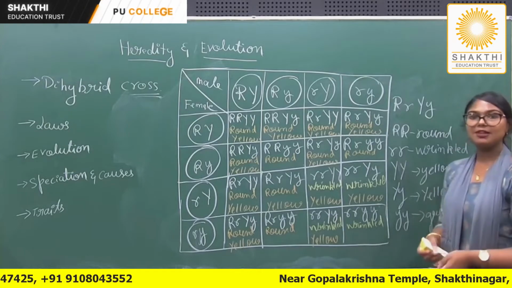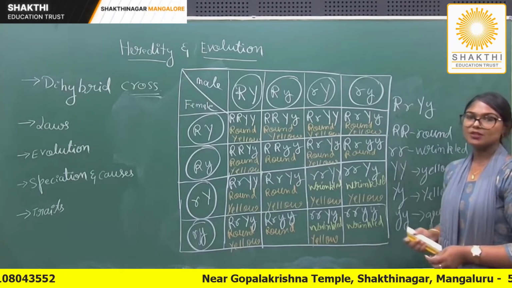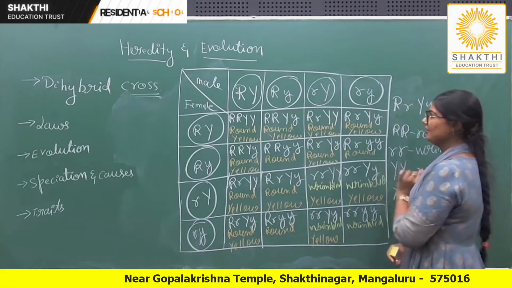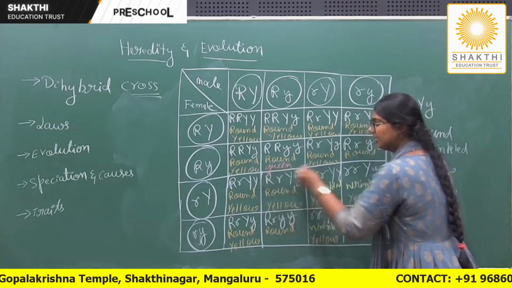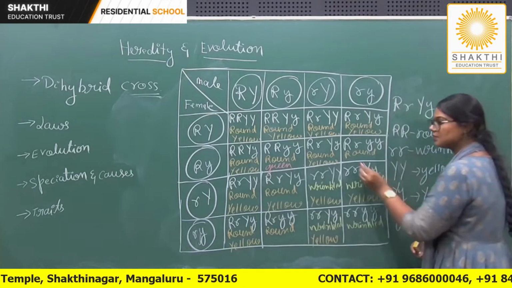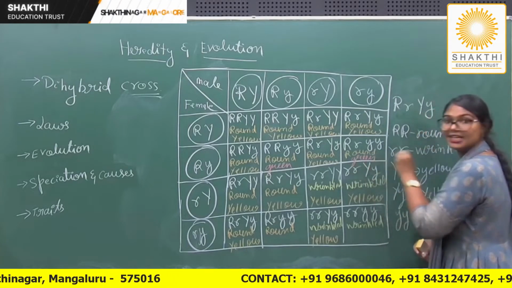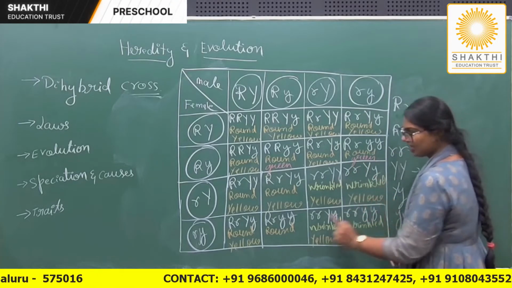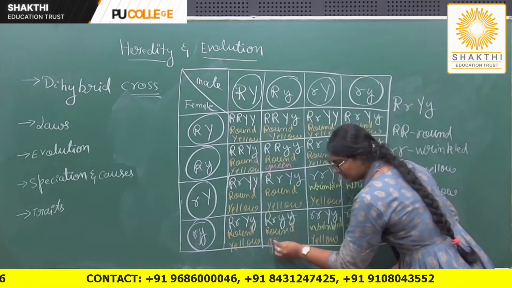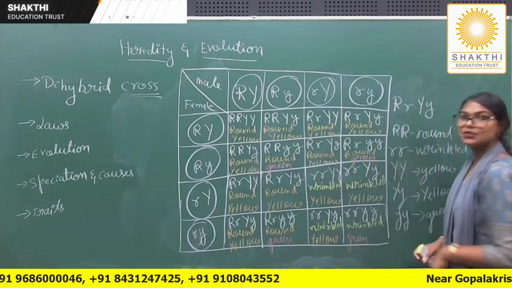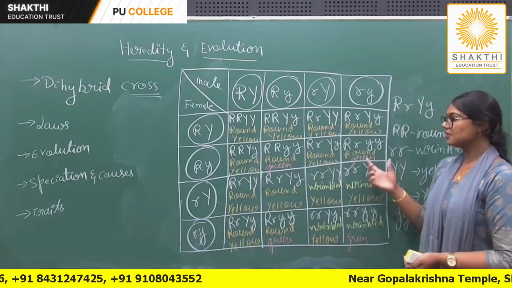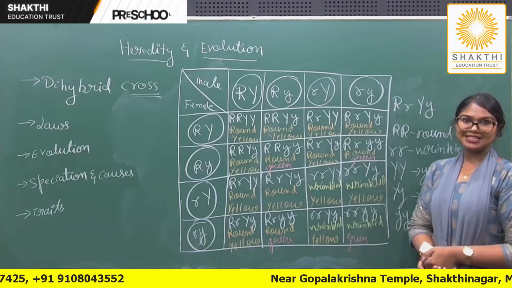Now we'll quickly fill in the green boxes. We have small y, which is nothing but green. Next we have small y here, which is again green. Then we have here, which is green, and here we have green. So after this box has been filled, what is the next step?